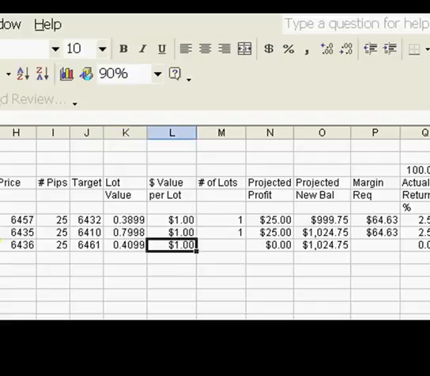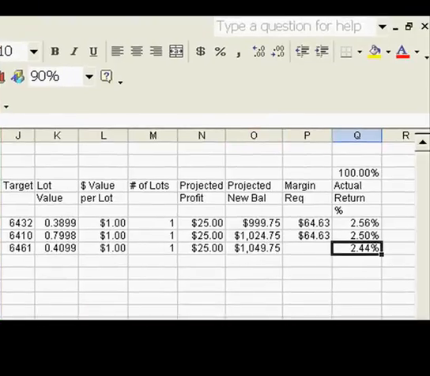So that's why over here we trade one lot. One lot is worth $1 on the Aussie dollar, US dollar, which means we're going to make a $25 profit on this trade. So if we do that, our projected balance is somewhere around 1,049.75, and our actual return will be something like 2.4%.